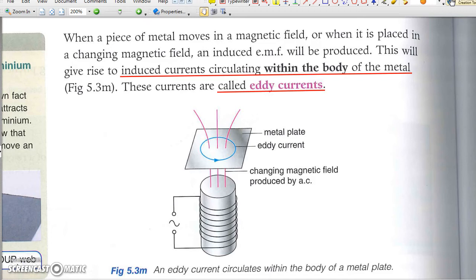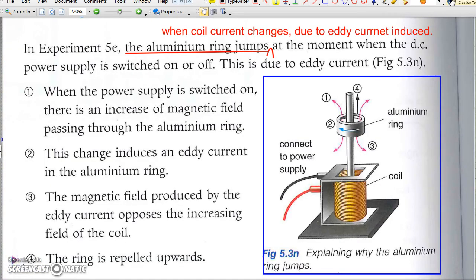In figure 5.3m, the metal plate experiences a changing magnetic field, and hence there is induced current flowing on the plate inside a single conductor, and so we call such induced current eddy current. In experiment 5e, the eddy current flows in such a direction to oppose the change in magnetic field, which turns out repelling the magnetic pole at the top of the coil, and hence the ring is lifted in mid-air.